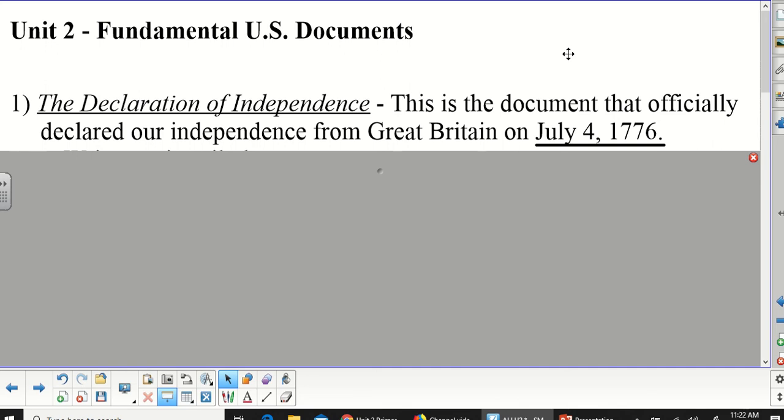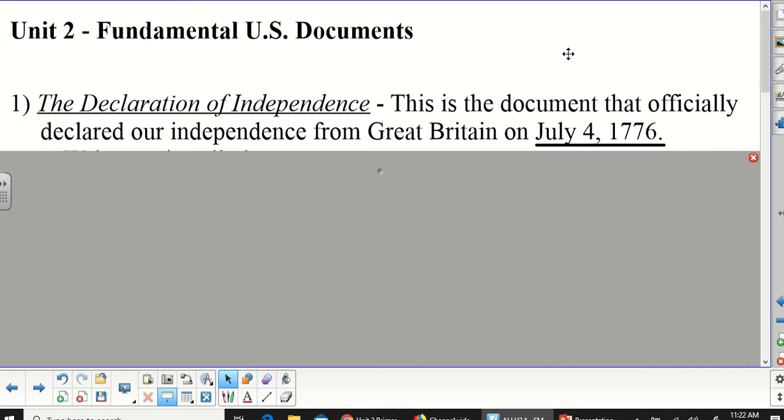All right, so the Declaration of Independence. This is our official document that declared our independence from Great Britain. People get confused all the time. Is this before or after the Constitution? This is 100% before the Constitution. We declare our independence. It doesn't mean we get it. We end up having to fight for it. So first it's the Declaration of Independence. Then it's the American Revolution, the war for independence. Then it's the Constitution because we win.